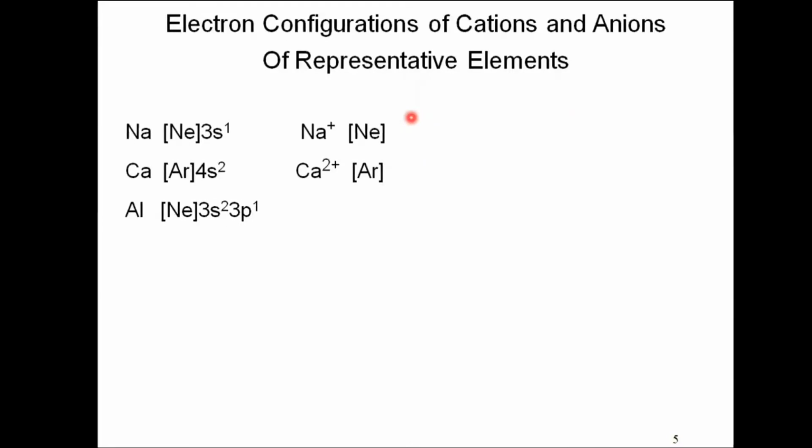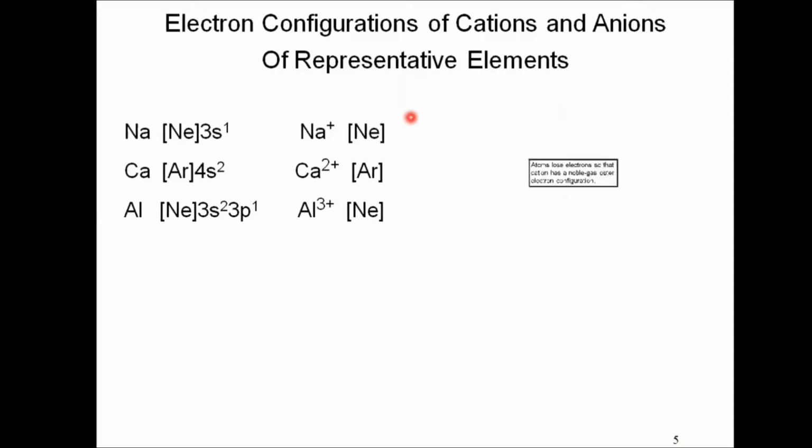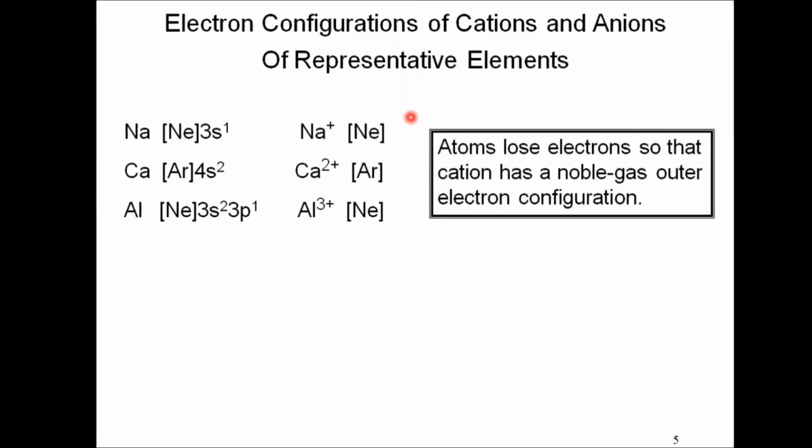Aluminium similarly loses 3s2 3p1. It has this outermost electronic configuration in the third shell, 3s2 and 3p1. It loses all its 3 electrons to get the noble electronic configuration similar to neon. So you can say atoms lose electrons so that cations have a noble gas outer electronic configuration.